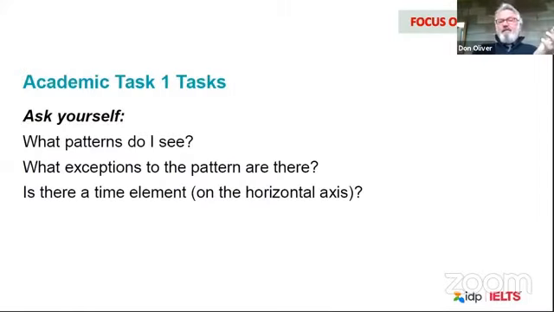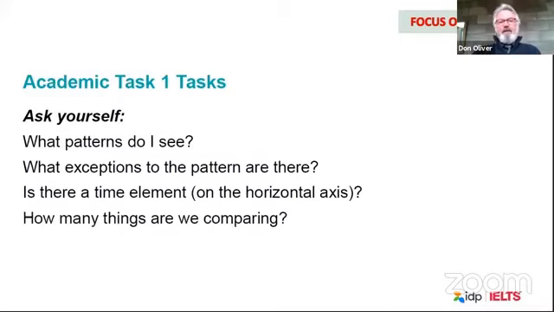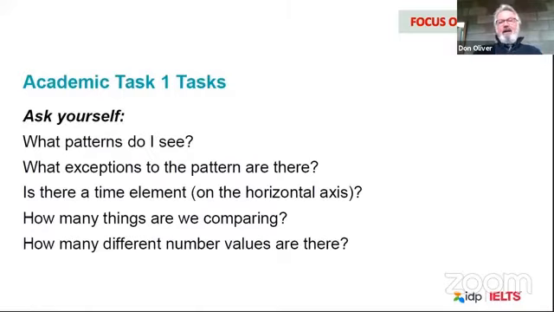If it's a graph, there will always be a time element, and that's the horizontal axis. Is it days? Is it weeks? Is it years? Think about that. Think about how many elements there are in the graph. How many things are we comparing exactly? And how many number values are there? Is it the size of a population? Is it the amount of money that people earn? Is it temperature? There are different number values.